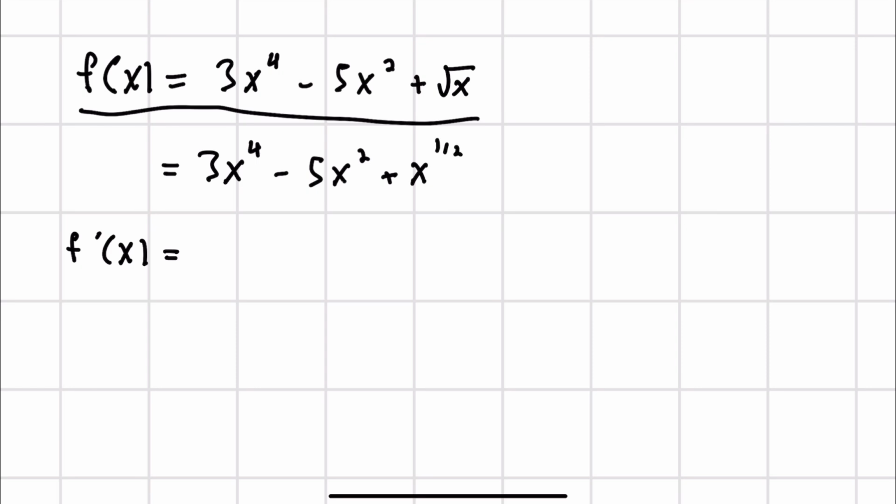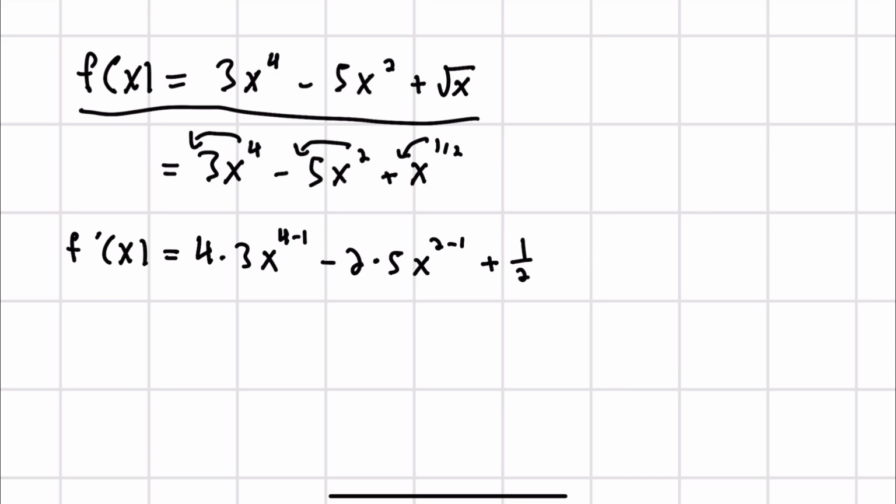So remember, we have to take the 4 down. So we have 4 times 3 times x to the power of 4 minus 1, minus, so we'll bring the power of 2 down, 2 times 5 times x to the power of 2 minus 1, plus, and now we bring the 1 over 2 down, so we have 1 over 2 times x to the power of 1 over 2 minus 1.